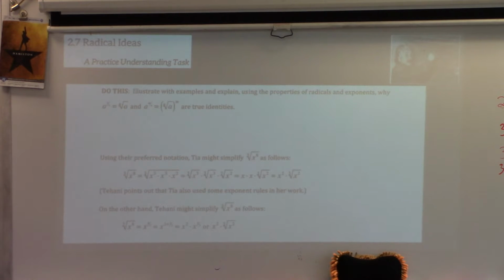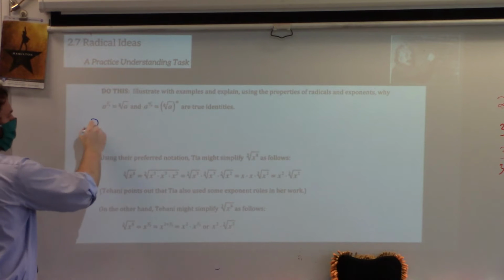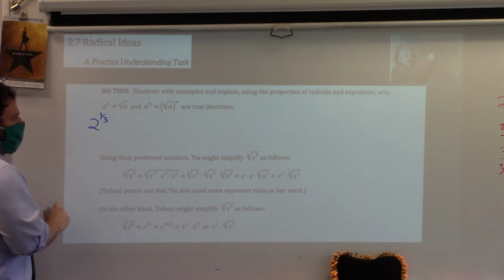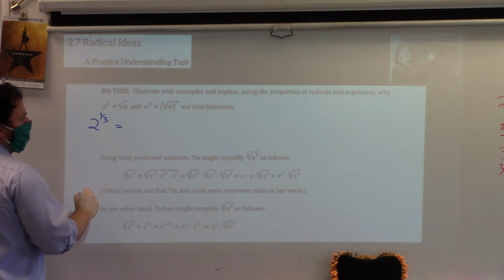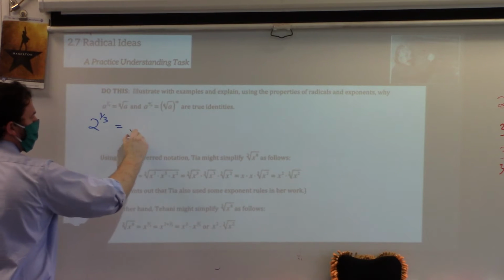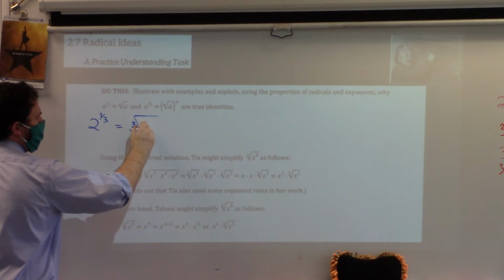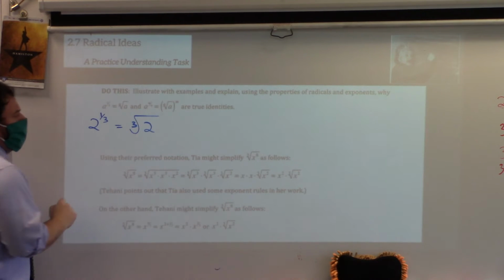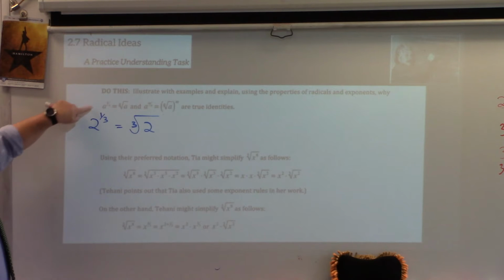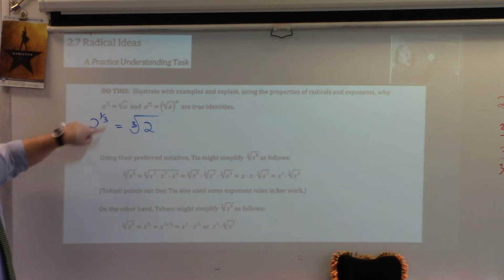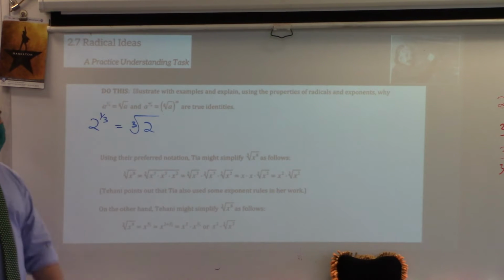2 to the 1/3 power equals the cube root of 2. Notice we're letting the a be 2, letting the n be 3. So what we're trying to show is that 2 raised to the 1/3 is in fact the same thing as the cube root of 2.